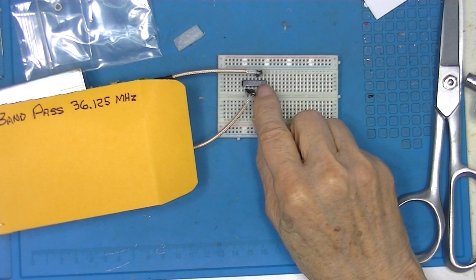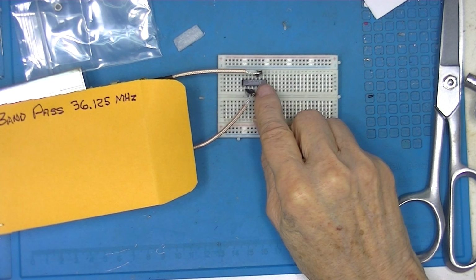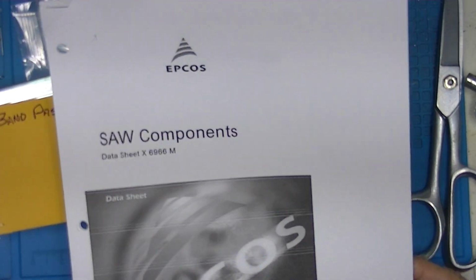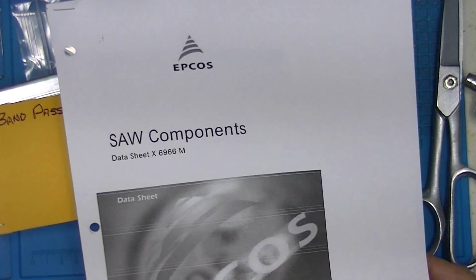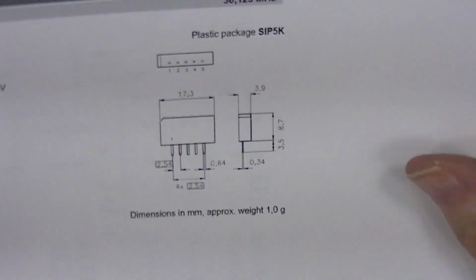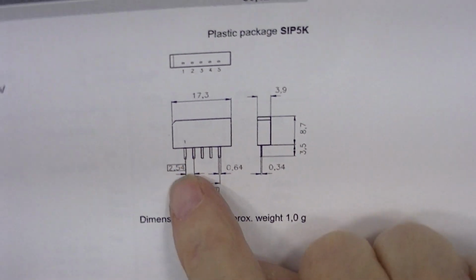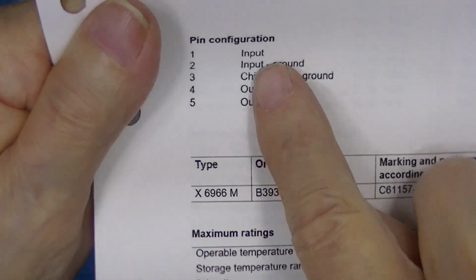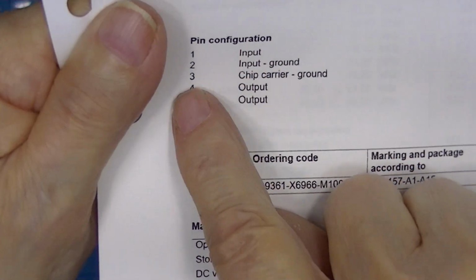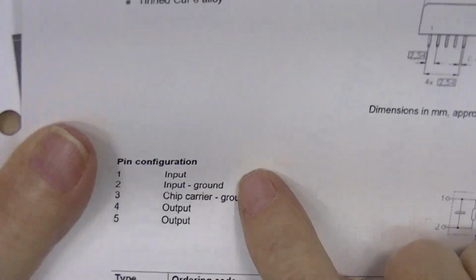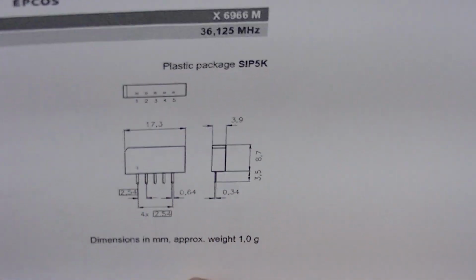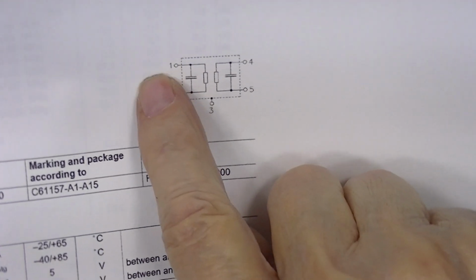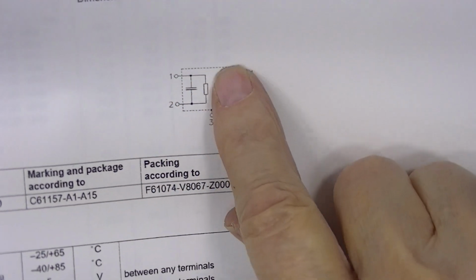So this is a 36.125 megahertz. It's an EPCOS, and it must be a SAW filter. It comes in a rectangular package with one corner cut off, and the 5 pins are configured this way. I'm going to ignore pin 3 for the time being. Let's see, where's the equivalent circuit? Here's the equivalent circuit. I'll put RF in and ground, out and ground.